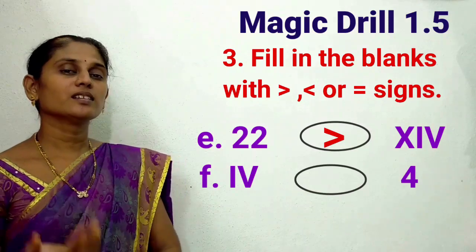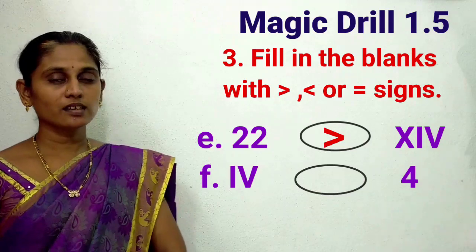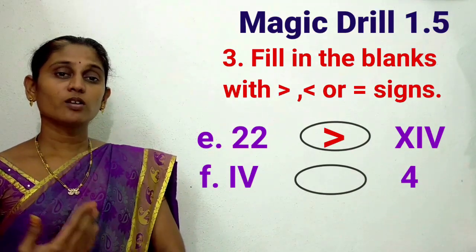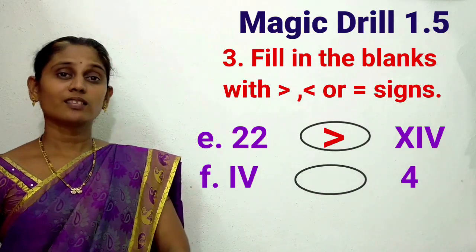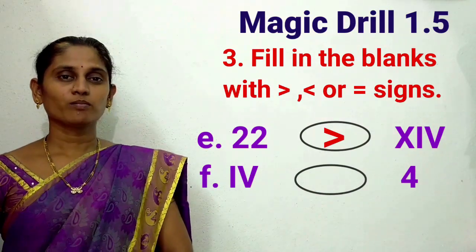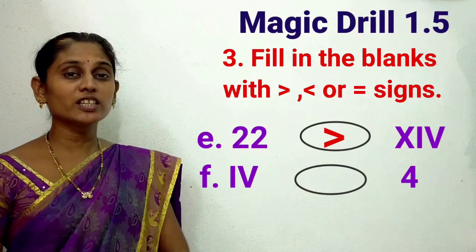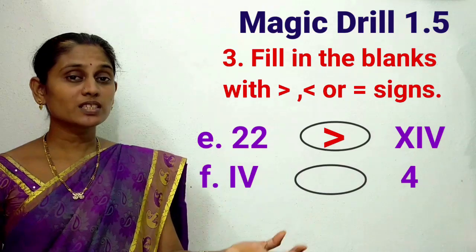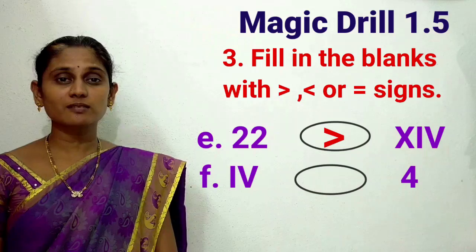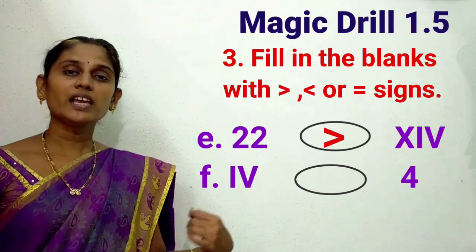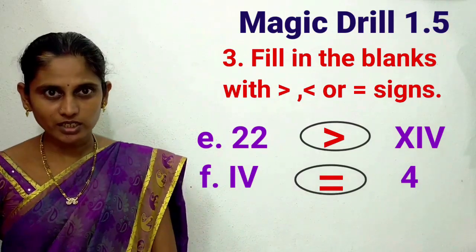IV. And the other side 4. One is in Roman numeral and the other is in Hindu-Arabic value. Now what is the value of IV? 4. The other side is also 4. Both sides' numbers are equal. Then which symbol do we need to place? Very good. Equal to. Got it, children?